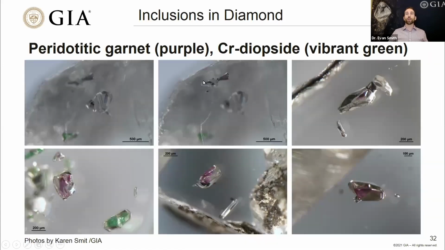So let's keep moving and look at some other examples of inclusions, especially those with bright colors like these. These are some examples of inclusions that you could probably identify just under the microscope. We've got a few examples here that are bright purple, pinkish purple or wine color. And these are pyrope garnets that are rich in chrome. And these are from a peridotite host rock.